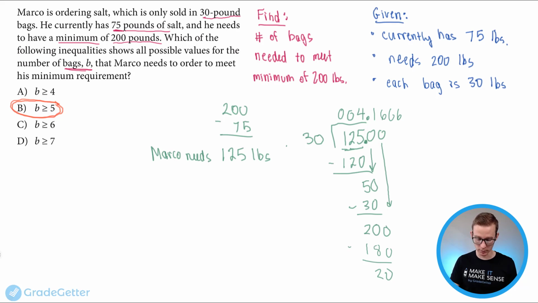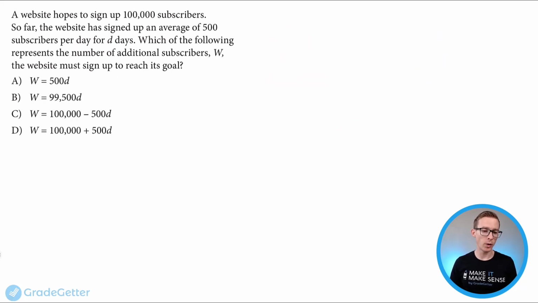So that's our answer. Question number 2 says that a website hopes to sign up 100,000 subscribers. So far, the website has signed up an average of 500 subscribers per day for D days, some number of days. Which of the following represents the number of additional subscribers, W, the website must sign up to reach its goal.